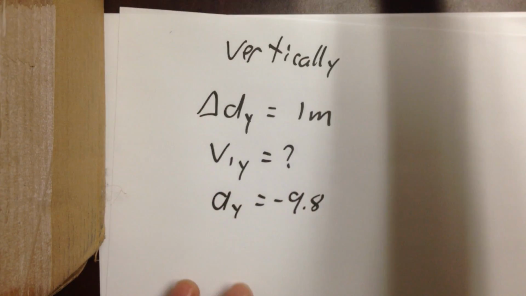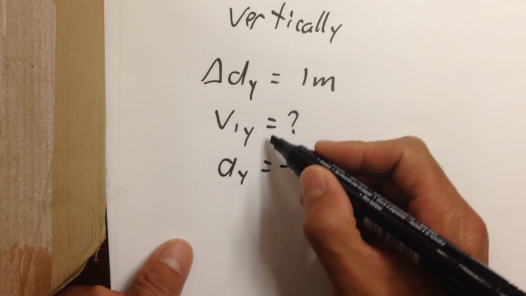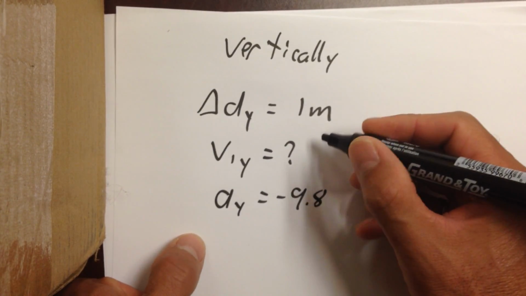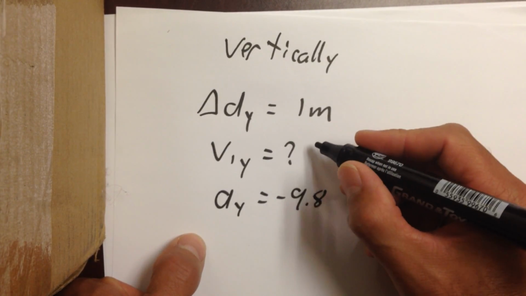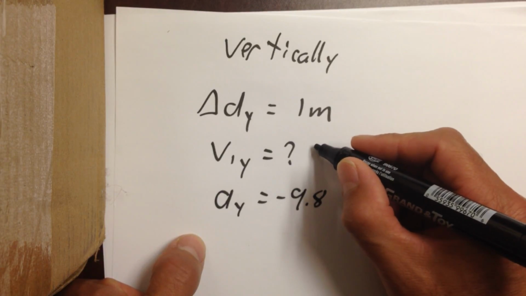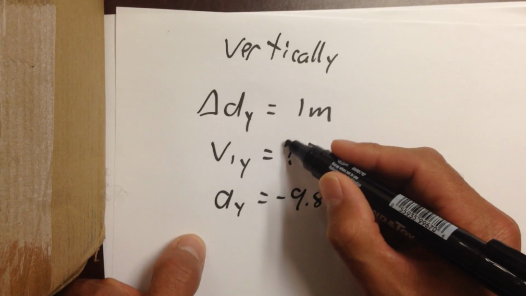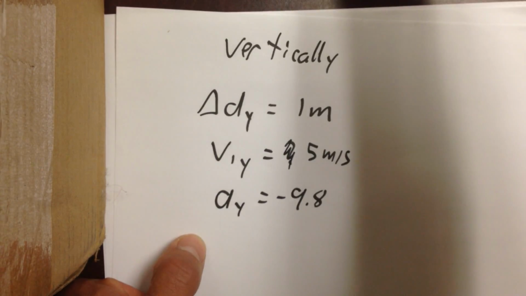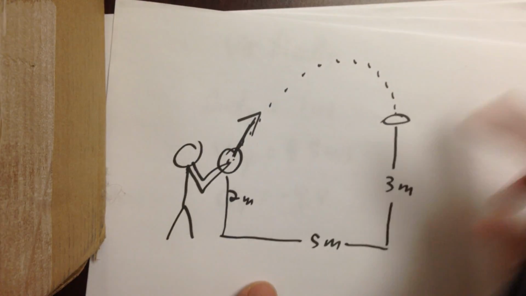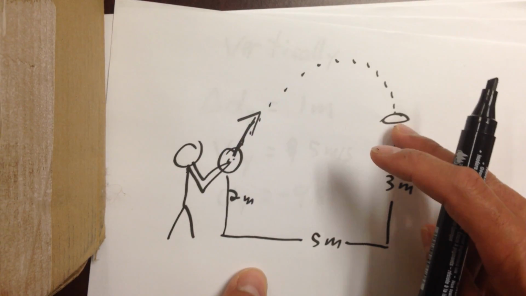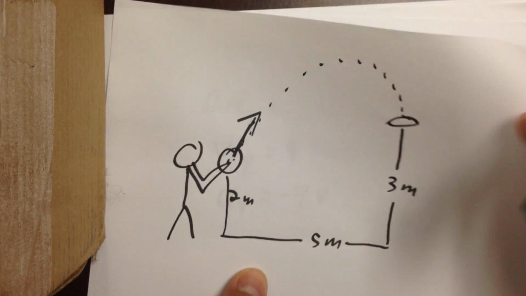So I'm going to choose a velocity, an upward velocity, so only the vertical component of my velocity, and I'm going to choose it to be 5 meters per second. Now this may or may not work. 5 meters per second might be sufficiently fast to get the ball to this height, and it may not be, but we'll quickly find out.